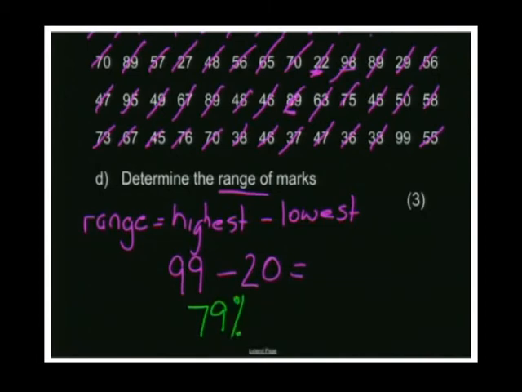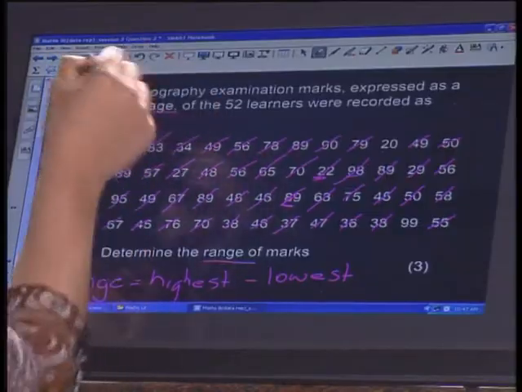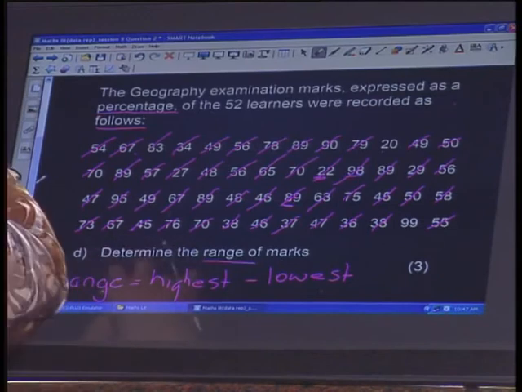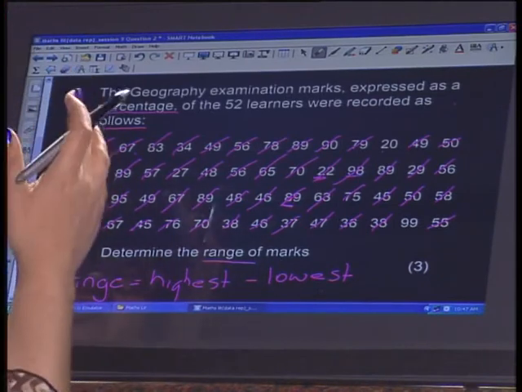Remember, we've always got a reference. And what were we dealing with here? We were dealing with geography expressed as a percentage. So 79% was my range. What does that mean? It means everybody that wrote this test, all 52 learners, had a mark within 79% of each other. That is a huge range, and it's probably realistic when you're dealing with 52 learners. So from your highest to your lowest was 79%.